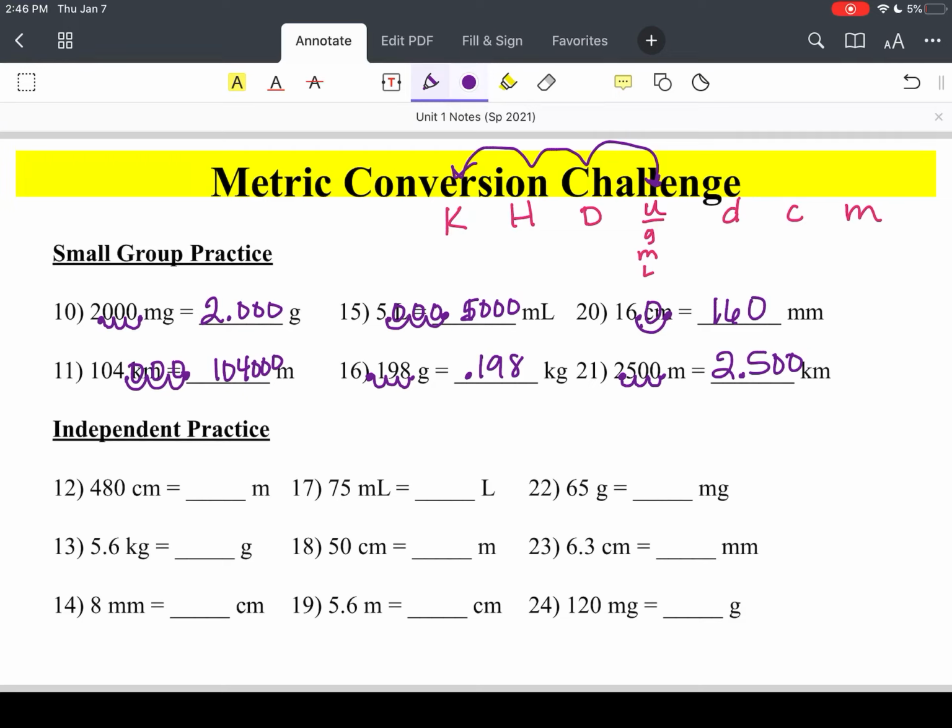Okay, next row. Here's my decimal. I'm going from centimeters to meters. 1, 2. 2 to the left. 1, 2. 4.80.